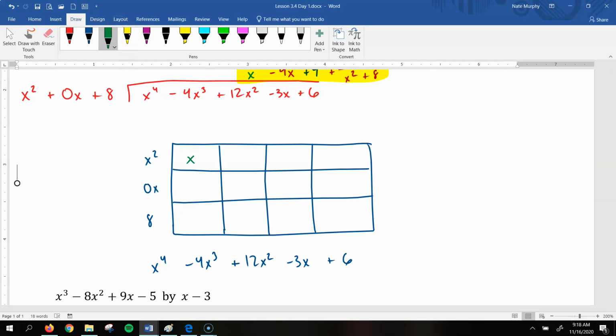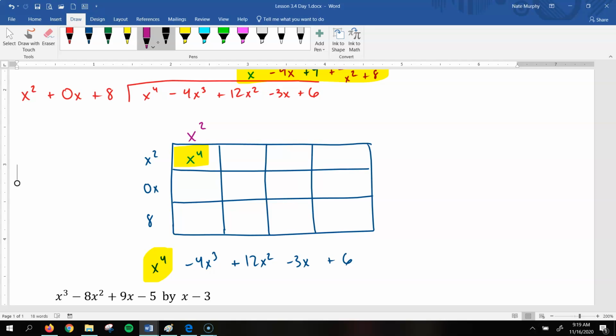All right, so I'm trying to figure out what would I, well, first off, we put the x to the fourth. Remember, whatever that first term is, we put in that first box. Okay, so now I'm going to look to see what would we multiply x squared by to get x to the fourth? Well, that would be x squared. So now I'm going to multiply all of those terms by x squared.